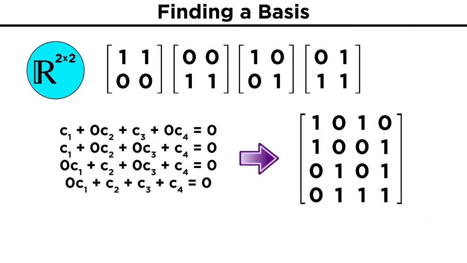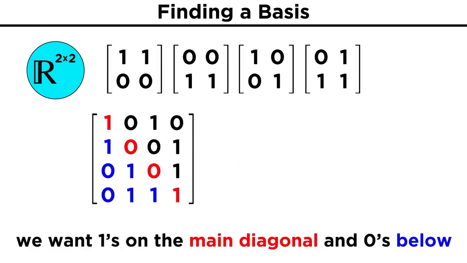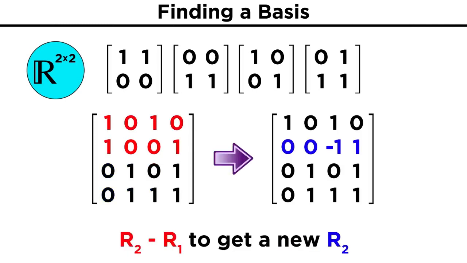We could solve these equations a few ways, but let's go ahead and use elementary row operations to get the coefficient matrix into row echelon form. We want the diagonal elements to be leading ones with all zeros below them. Let's start off by taking the second row and subtracting the first from it.